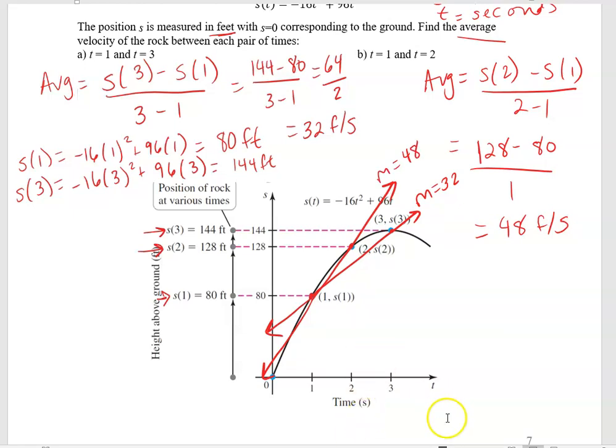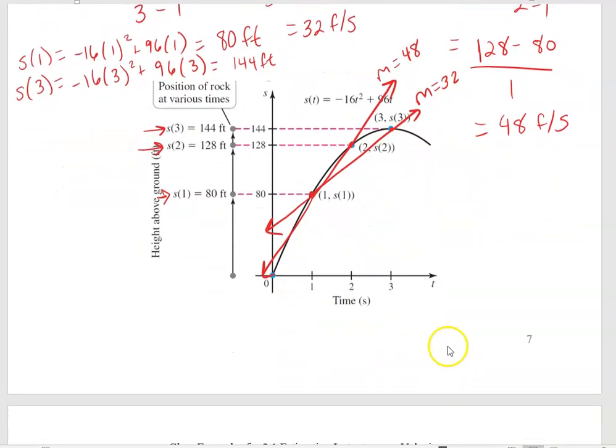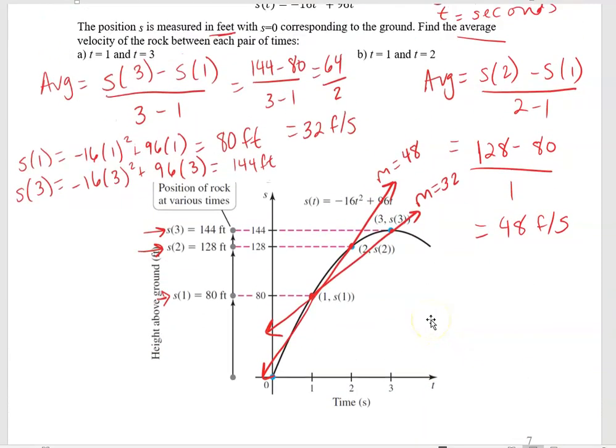So what we're going to do, we're going to stop here, and what we're going to do tomorrow in class is we're going to look at what happens if we keep bringing these points closer and closer together, and that's going to get us towards the idea of what we mean by a limit.